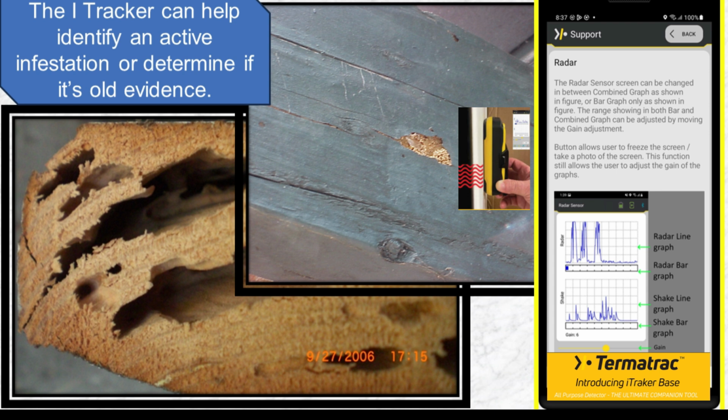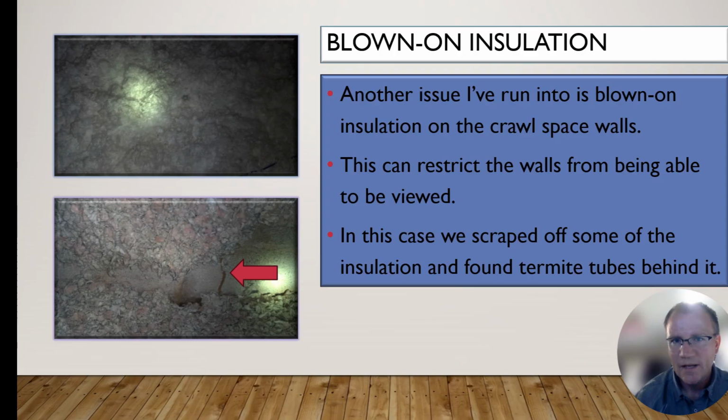The eye tracker made by Termatrac can aid us in identifying if the termites are active or if it's old evidence. In this slide, we're looking at blown-on insulation on crawl space walls. This is another issue I've run across where companies will actually blow cellulose insulation on the crawl space walls, make it stick, and then you can't do an inspection.